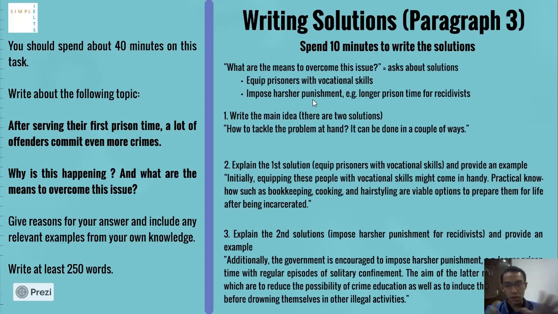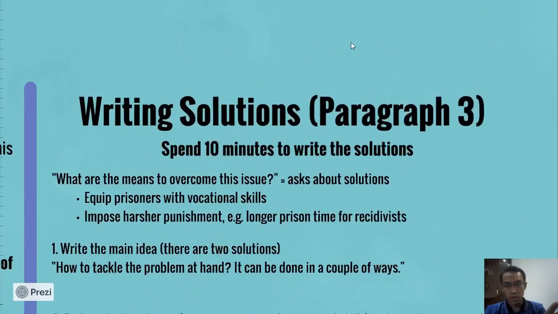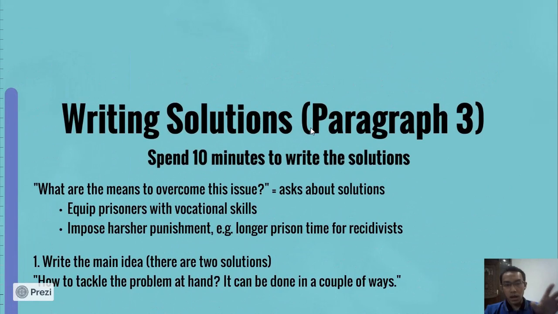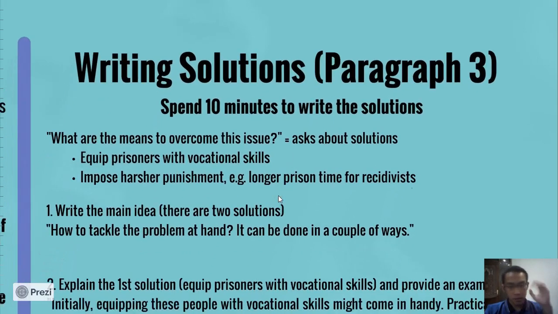And then next we're going to talk about how to write solutions, which is written in the third paragraph. And I suggest you spend 10 minutes to write the solutions, same as the amount of time that you use to write the causes. Because it's long, spend 10 minutes is enough. And remember that in the planning part, we already discussed that there are two solutions, which were equip prisoners with vocational skills and then impose harsher punishment, for example, or e.g., longer prison time for recidivists.